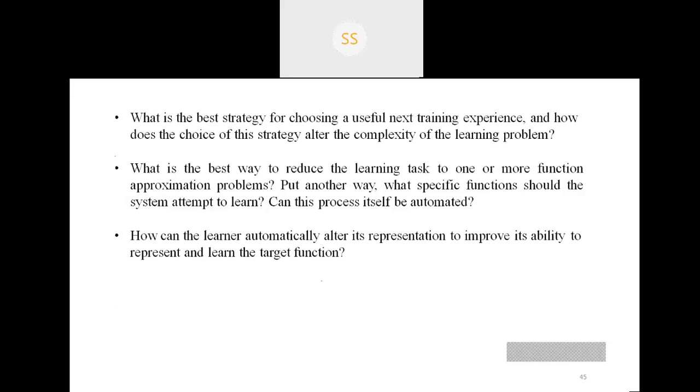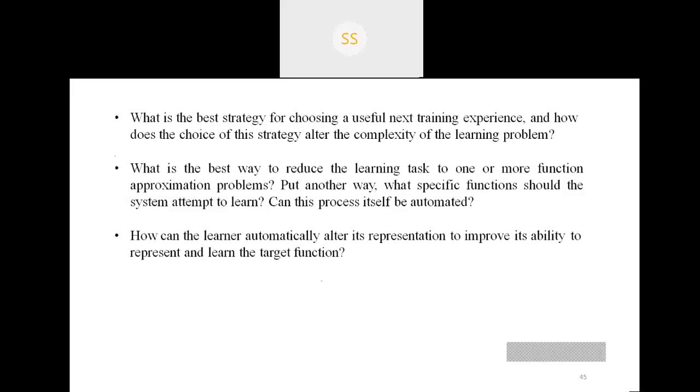What is the best way to reduce the learning task to one or more function approximation problems? Put another way, what specific function should the system attempt to learn? Can this process itself be automated or not? That is how we reduce the learning task to one or more function approximation problems.